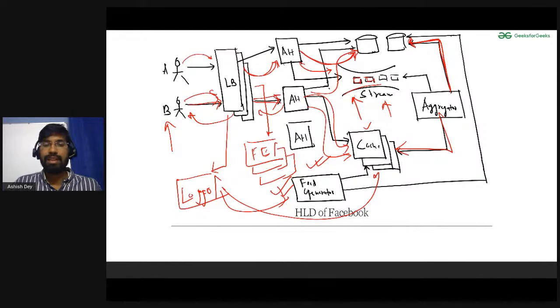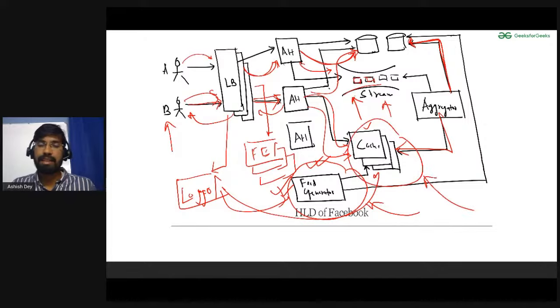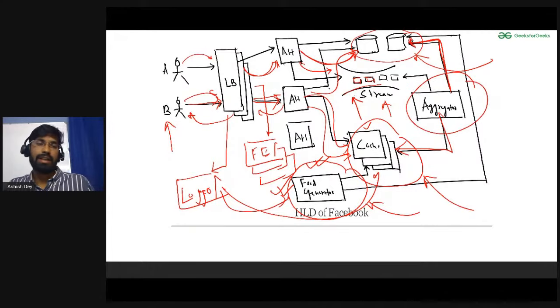Then in detail you'll have to discuss how the feed generation is working, how the schemas look in the cache and in the data store, what the work of the aggregator is, if this is really important. And then the stream: how exactly it works and what exactly you are storing.